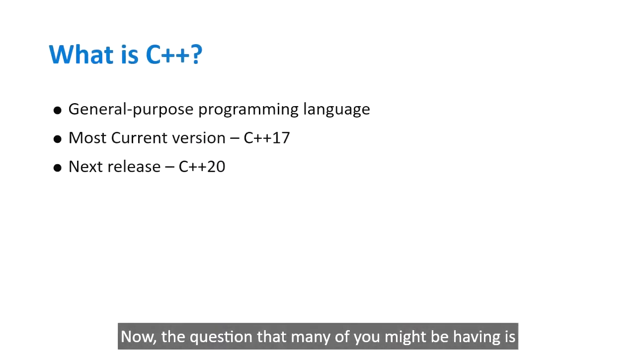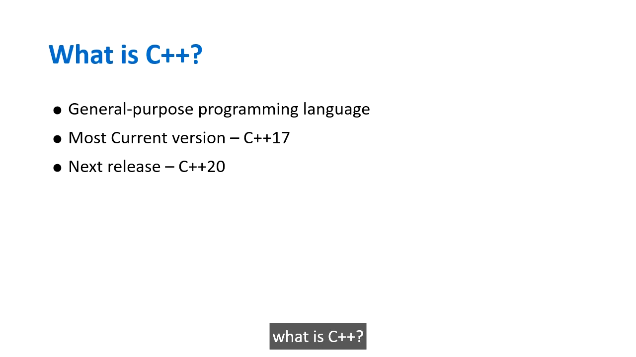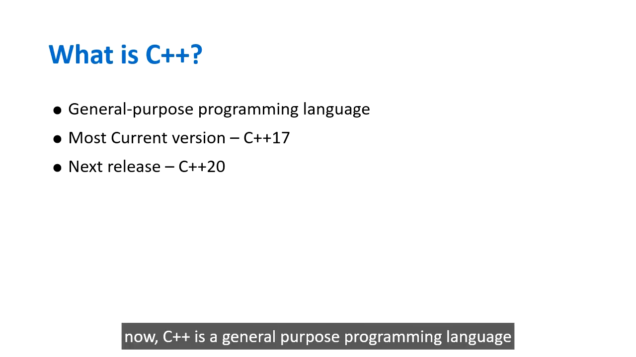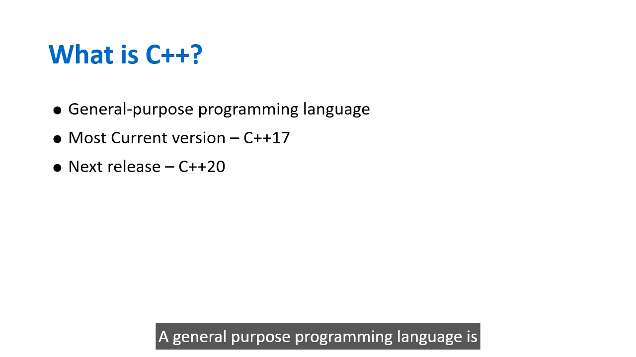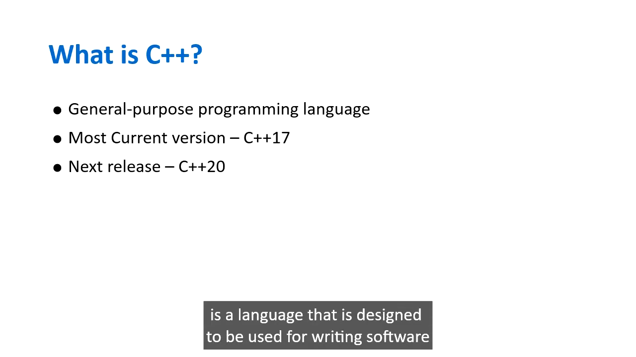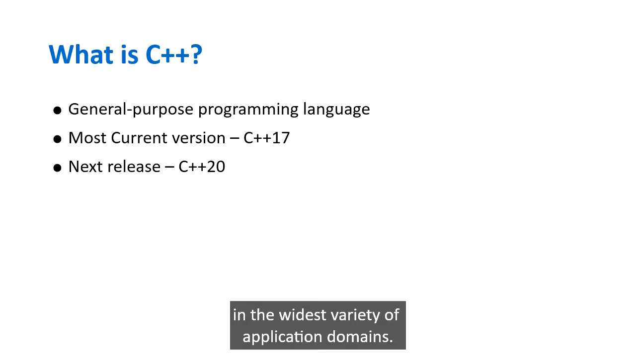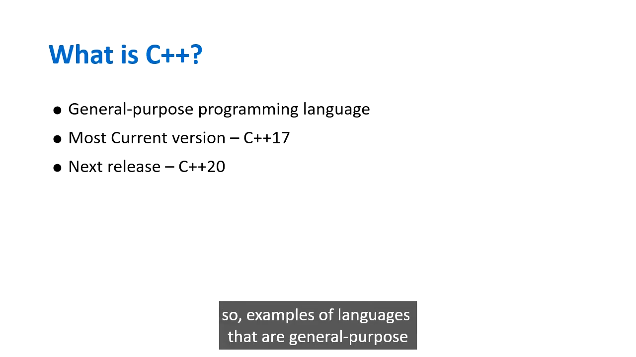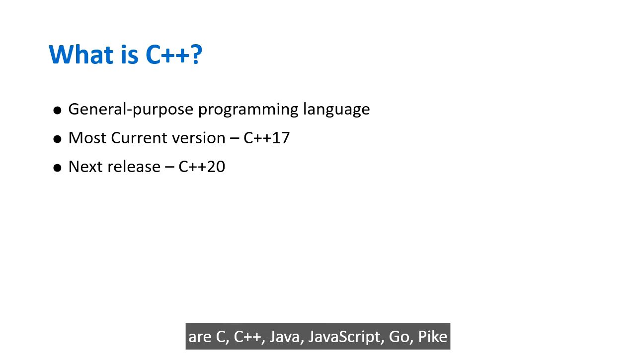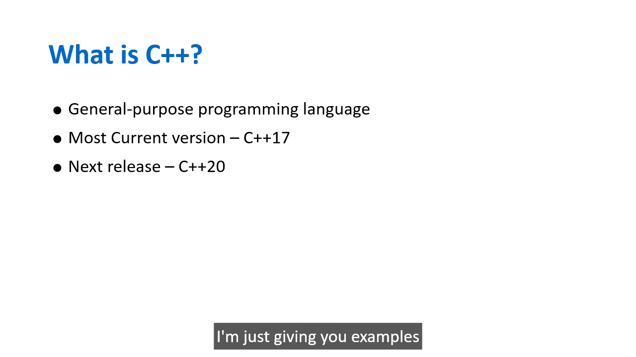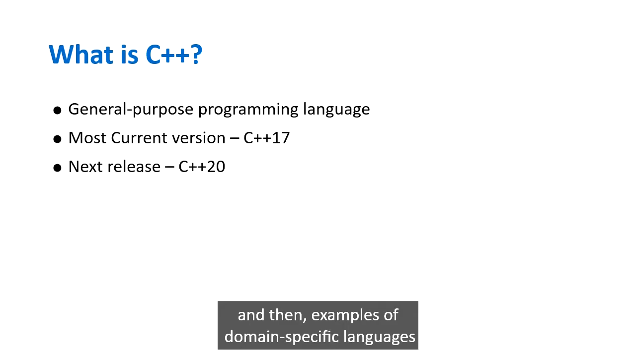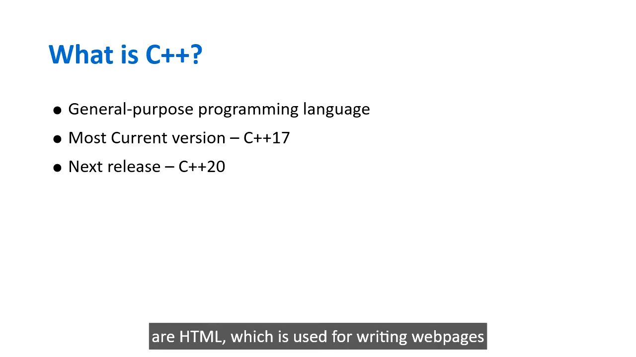Now, the question that some of you might be having is, what is C++? Now, C++ is a general purpose programming language. And what is a general purpose programming language? A general purpose programming language is a language that is designed to be used for writing software in the widest variety of application domains. So, examples of languages that are general purpose are C, C++, Java, JavaScript, Go, Pike. Don't worry if you don't know what these languages are, I'm just giving you examples. And then examples of domain-specific languages are HTML, which is used for writing web pages.